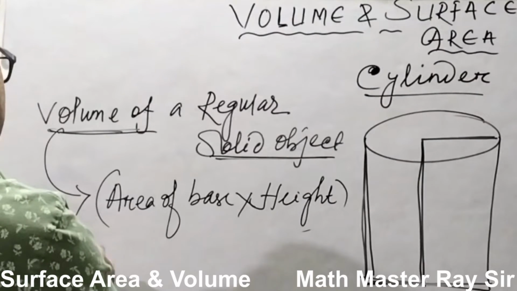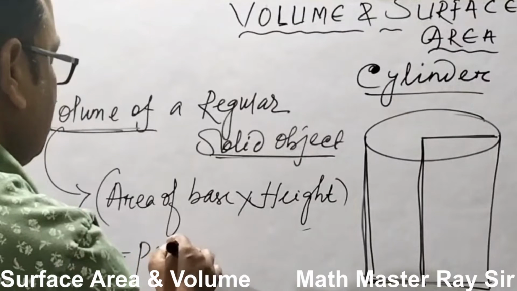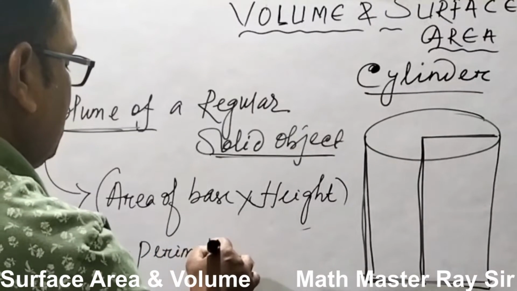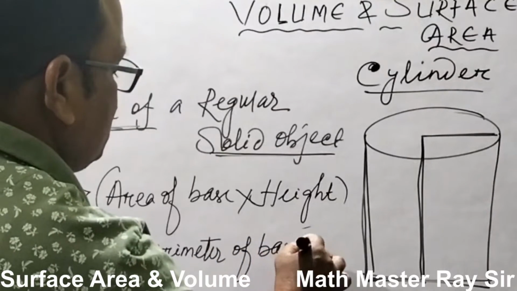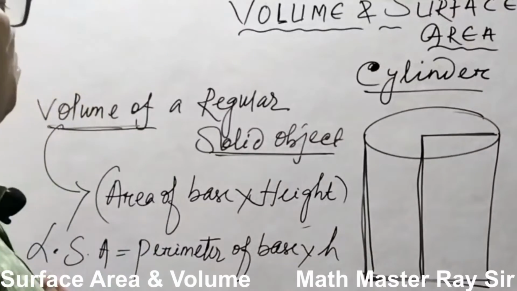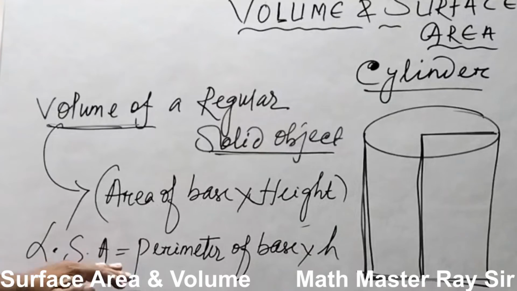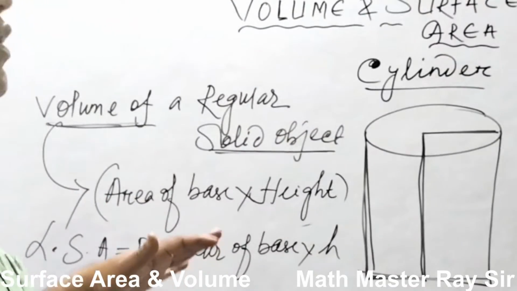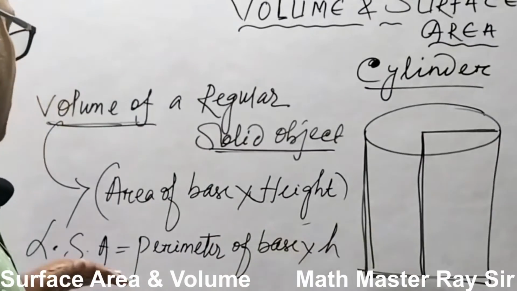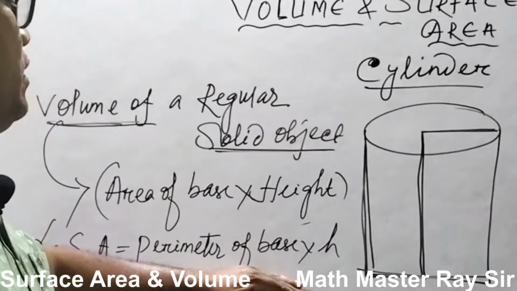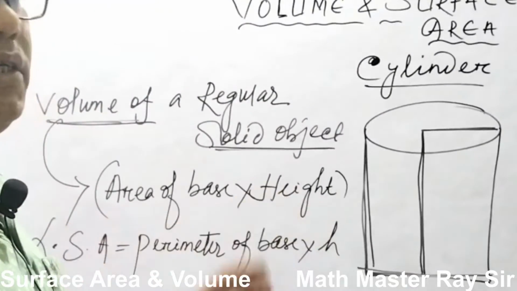And the lateral surface area would be perimeter of the base into height. Basic rules. The lateral surface area of a solid object, that should be the regular one, that means the length and breadth would not be disturbed. Perimeter of the base into height, area of the base into height.